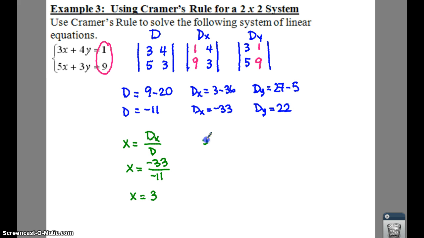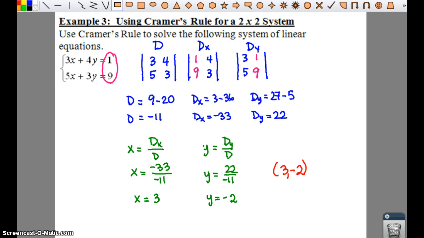Same thing goes for y, where we take D sub y and divide it by D. So y is equal to 22 divided by negative 11, which gives you y equals negative 2. So your final answer, your ordered pair for x and y, ends up being 3, negative 2. That is how you use Cramer's rule to solve a system of two equations. Let's put a box around this here and cut.